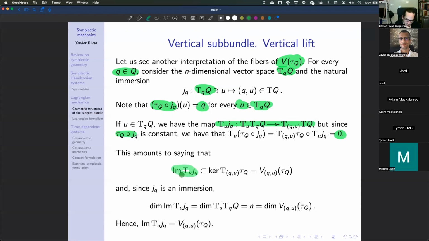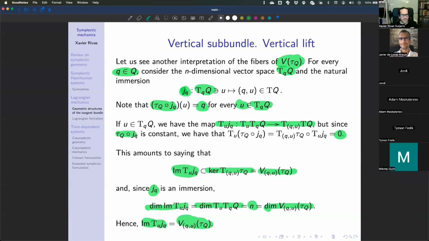So the image of the tangent map to this inclusion is inside this kernel, but this kernel is just the vertical subbundle. But this JQ is an immersion, so this dimension has to be the same as this, and this is n. And this is actually the dimension of the vertical subbundle at a point. So this vertical subbundle is just the image of the tangent map to this inclusion here. Maybe this can help you to imagine what this vertical subbundle is.